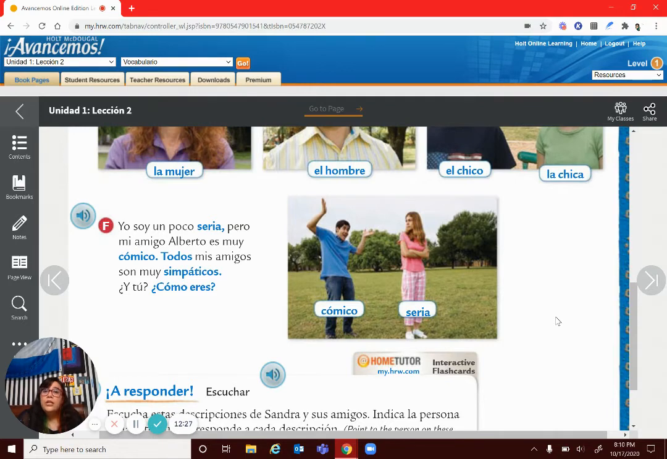So you can change, for example, if everybody in your friends was tall, altos, all of them are tall. If all of your friends are funny, cómicos, all of them are funny. So you can put S's at the end of these adjectives as well.